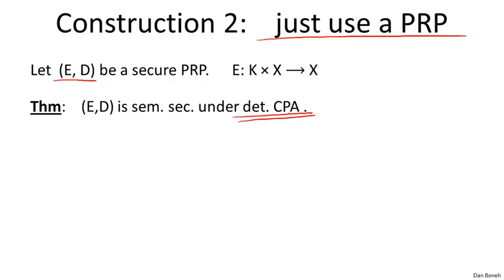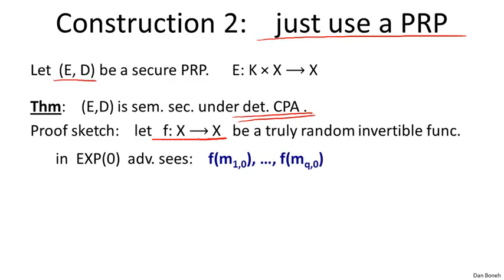So let me show you very quickly why. Suppose f is a truly random invertible function from X to X. Remember, a PRP is indistinguishable from a truly random invertible function, so let's pretend that we actually have a truly random invertible function. Now in experiment 0, the attacker submits a bunch of messages, the messages on the left, and what he's going to see is the evaluation of f on those messages. Well, in the deterministic CPA game, all these messages are distinct, and so all he's going to get back are just q distinct random values in X. That's all he sees.